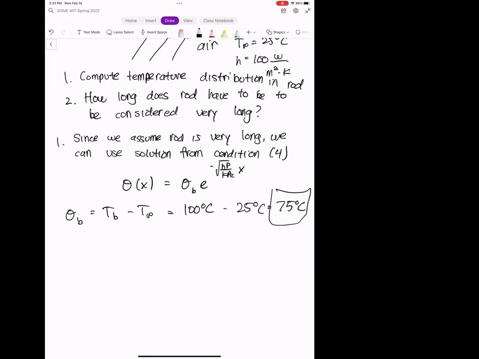And so conceptually speaking, we basically are saying that the base of our fin is 75 degrees C hotter than the fluid that's cooling it. Okay? And so our fin is 75 degrees in excess of the fluid. Okay, and so next we're going to compute the coefficient here.